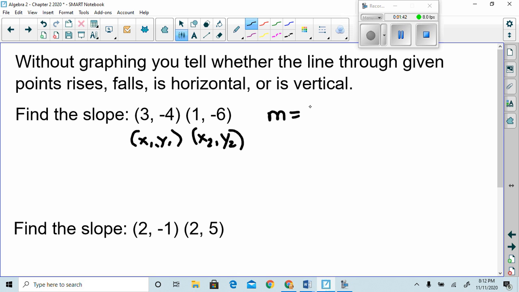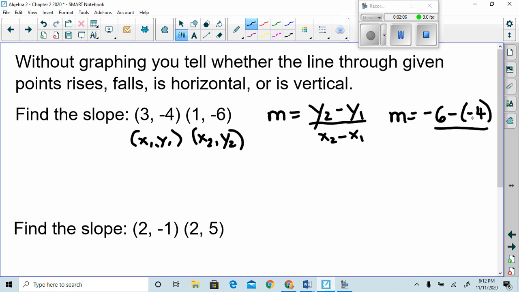The slope formula is y2 minus y1 over x2 minus x1. We're talking about change, the change in the rise over the change in the run. We're going to get a ratio. Please do not convert these to decimals as I saw in some of the homeworks. So slope is equal to -6 minus a -4 over 1 minus 3. Now we do the math.